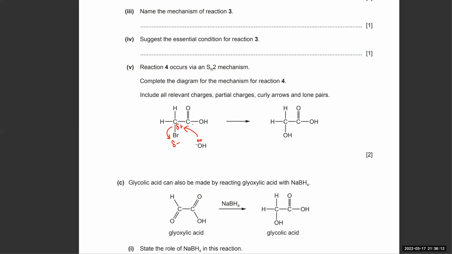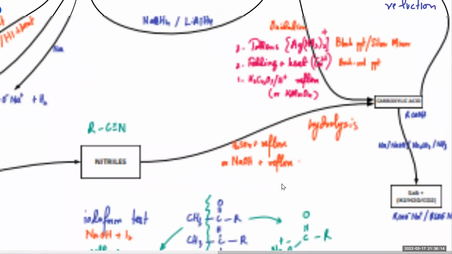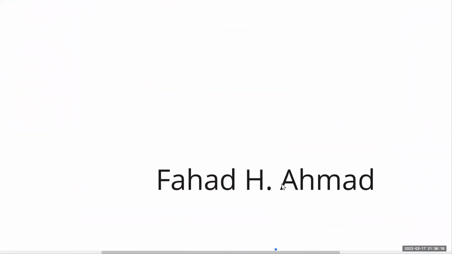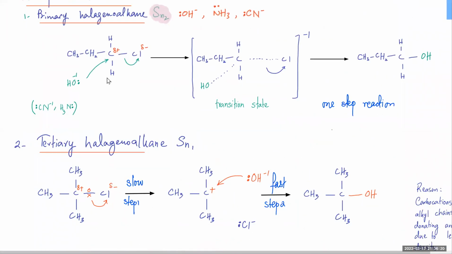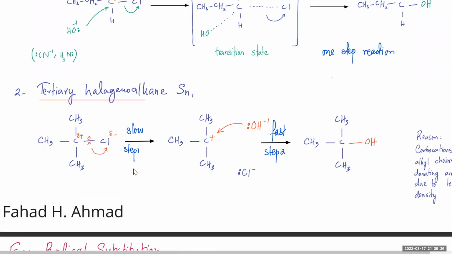The actual mechanism, that's this one. The OH comes in, the halogen gets knocked out. In the primary halogenoalkane case. In tertiary halogenoalkanes, the Cl leaves first, then space is created because it's surrounded by large groups. The OH minus 1 then comes in.